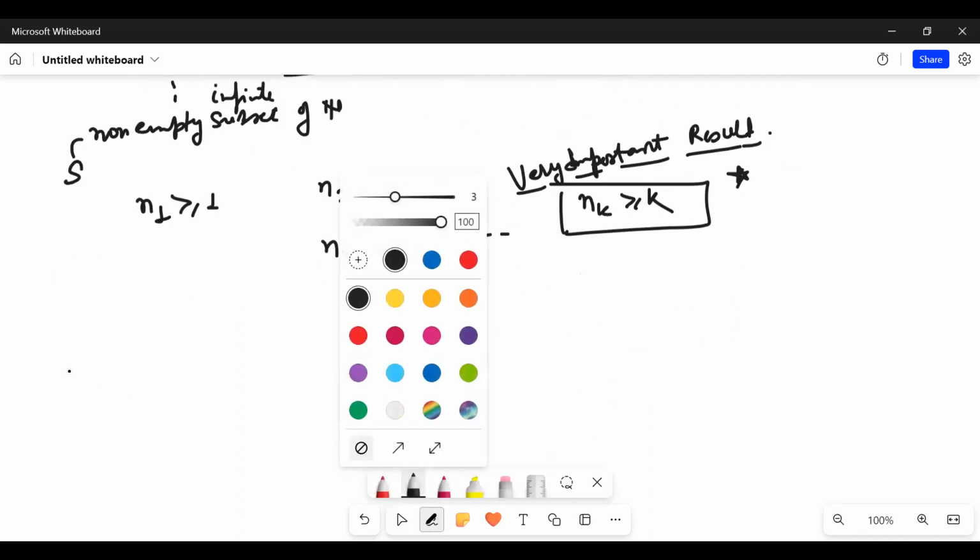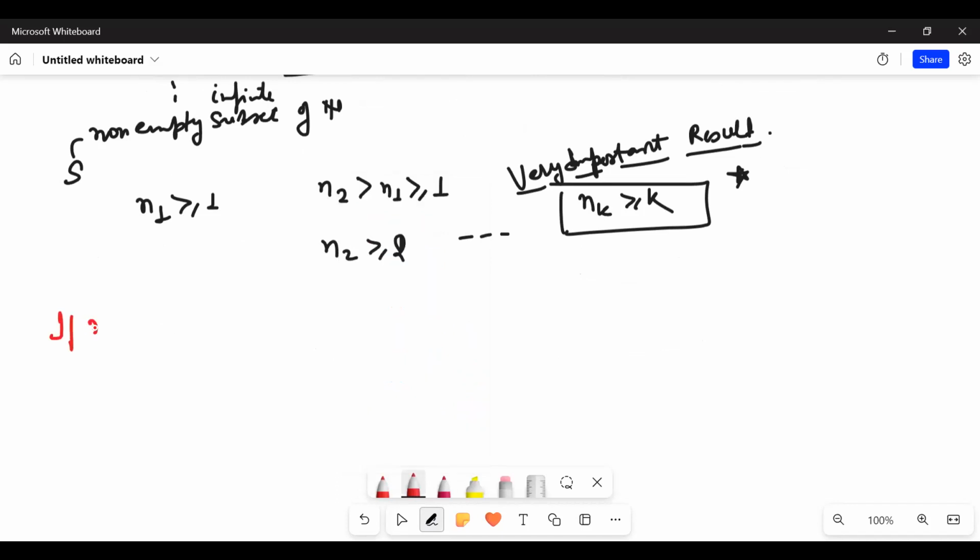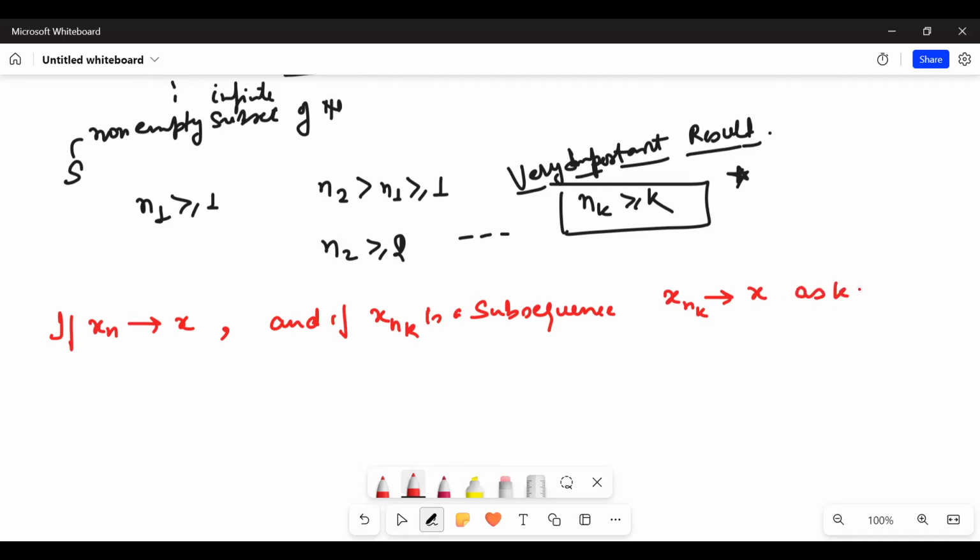Now understand, one of the most important results here, I'm trying to put it in this fashion: if xn converges to x, that is, if the sequence converges to x, and if xnk is a subsequence, then these subsequences also converge towards x. If the parent sequence is converging towards x, then the subsequence also converges towards x as k tends to infinity.